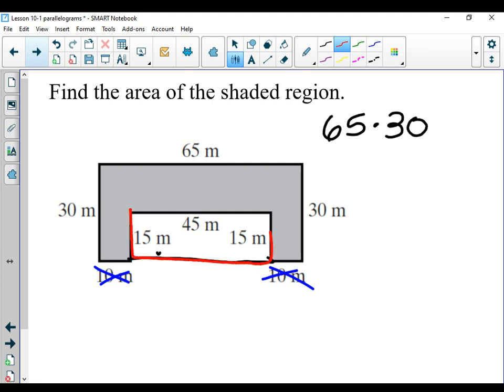Someone came and took this parallelogram away. Why would they do that to me? So if I find those two numbers and subtract them, I will know just the gray part. Use that box below. It's empty if you need. I'm gonna multiply 65 times 30, and then I'm gonna multiply 15 times 45, and then I'm gonna subtract my two answers.